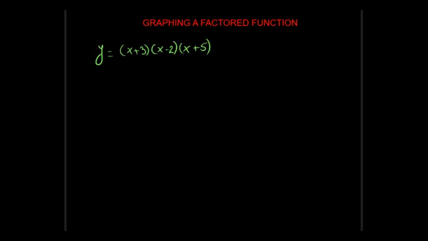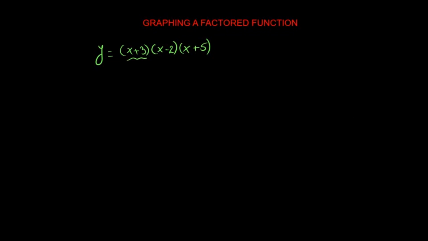The first thing you do to graph a factored function is find the critical points. And the critical points are the points that will make these factors 0. First we have x plus 3. Let's find out when this becomes 0. x plus 3 will become 0 when x is minus 3. And you get it by solving the equation x plus 3 equals 0.